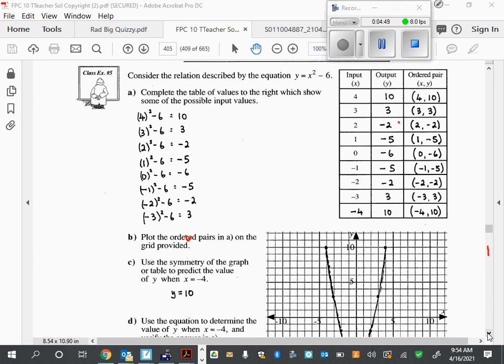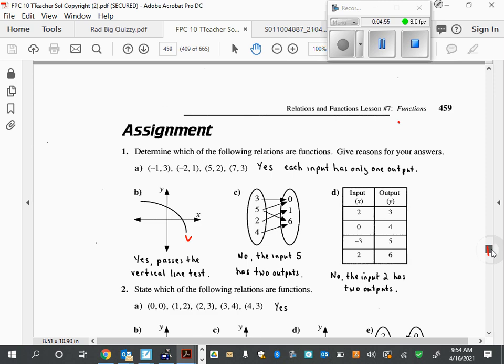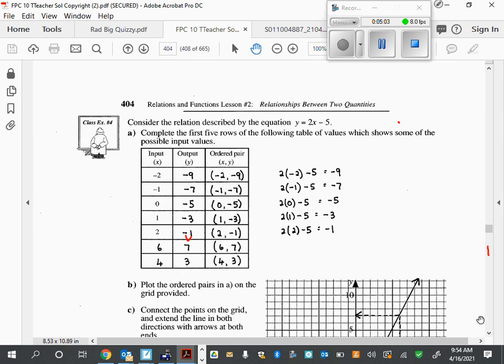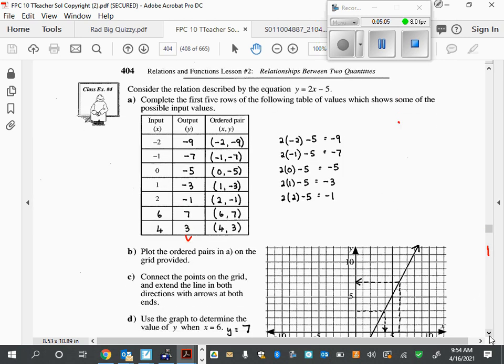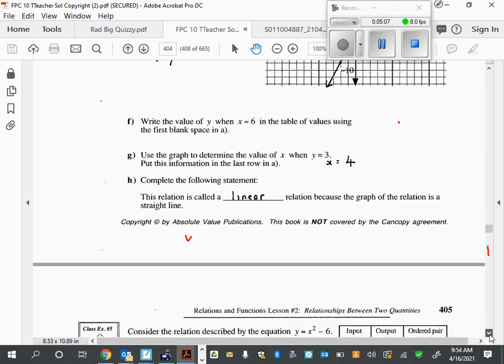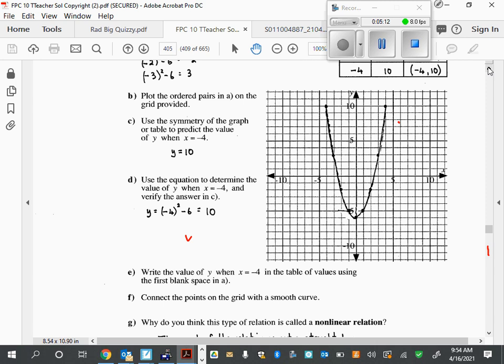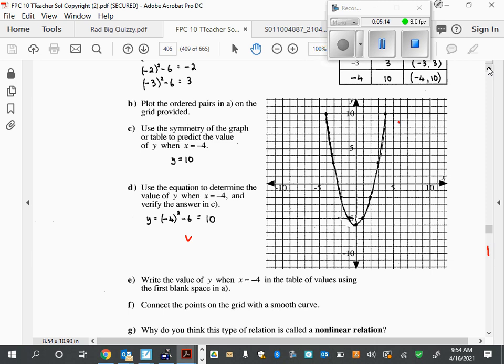Okay, so when you plot those points, you know what you should get. You should get a smiley face, a parabola opening up. And I don't love that they didn't put arrows on the parabola because it does go on forever as well. So let's put arrows at the end and label it, please.